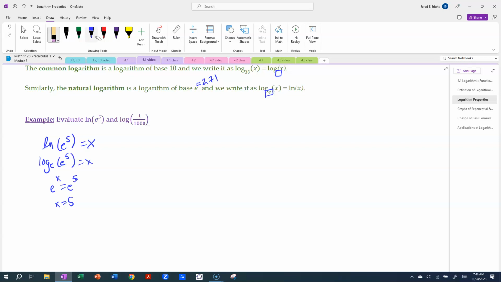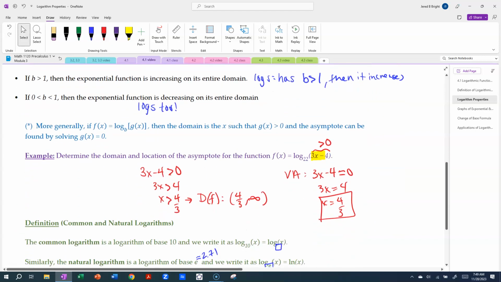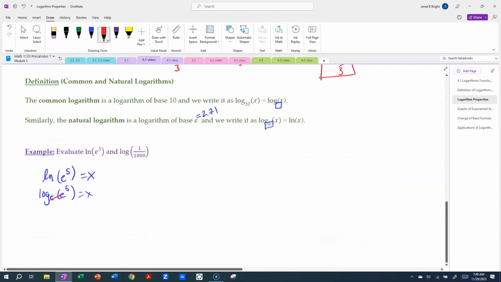Or if you are a clever person, you don't need that anymore, right? You can use that log property from above that says you have the base of the logarithm matching the base of the exponent, so it's just 5. So you can just say 5 is equal to x. In the same vein, I'm going to let you do this one out, but this one should equal -3. So try that on your own, and if you have questions, let me know.